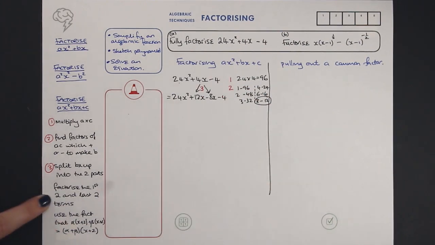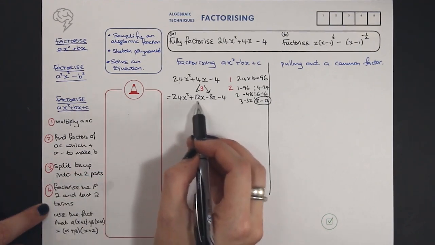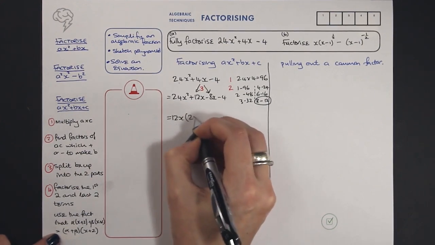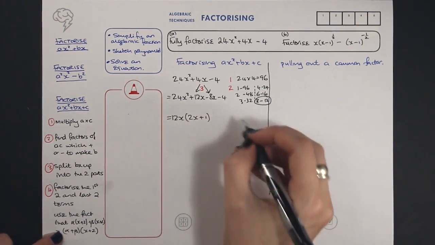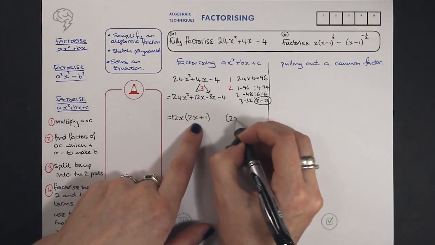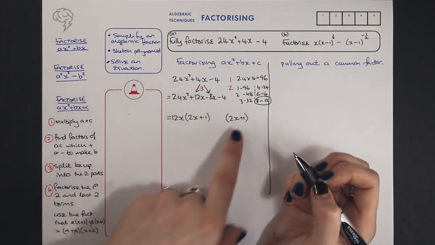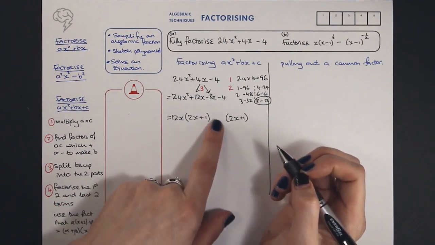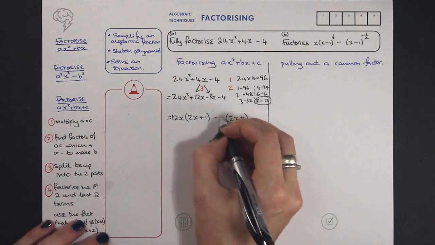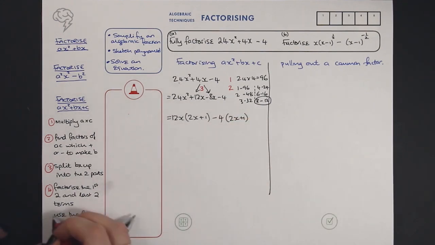Okay, step 4 is we're going to factorise the first 2 and the last 2 terms. So the first 2 terms have a common factor of 12x. And what you're going to find is that the last 2 terms have the same factor coming out here. So I usually write it first and then think about what goes in front. In this case, it's going to be a minus 4. Okay, nearly done. Last step.